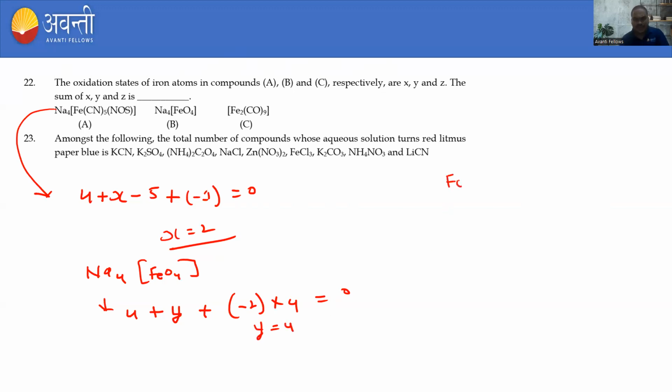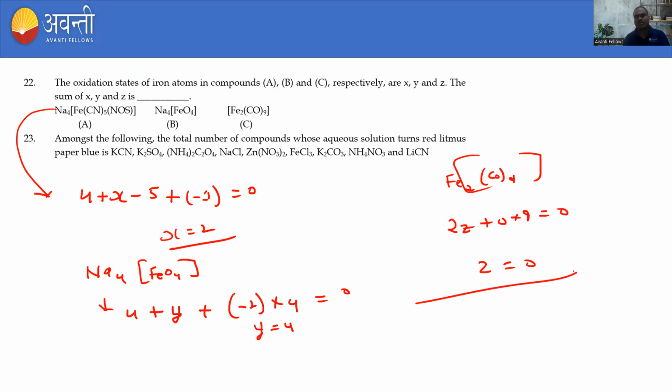Similarly, in the case of Fe2(CO)9, how will you calculate, beta? So this is 2Z plus 0 into 9, because CO has 0 charge. So the Z value comes out to be 0. So X plus Y plus Z comes out to be 2 plus 4 plus 0, that is 6. So the correct answer is 6. The sum of the oxidation states in this compound is 6.